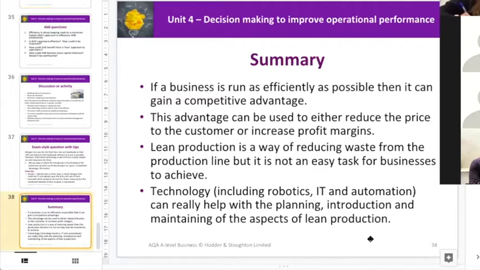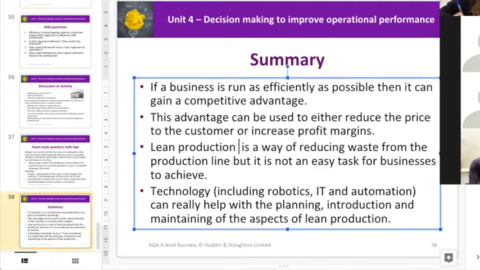Okay, Saif, the next 2 points. Lean production is a way of reducing waste from the production line, but it is not an easy task for business to achieve. Technology, including robotics, IT, and automation, can really help with the planning, introduction, and maintaining of the aspects of lean production. Okay, the question I'm gonna ask is, can you tell me 3 different ways of using lean production in your operations?